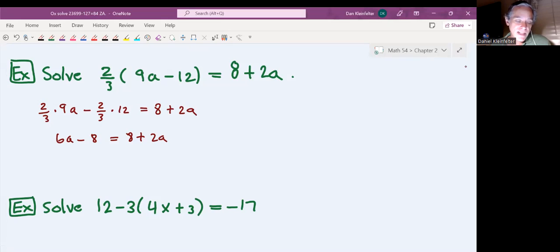So at this point, you have to ask yourself, well, which side would I like the variable to be on? And it doesn't really make a difference. It's totally up to you. As you know, the properties of equality, you can add, subtract, multiply, and divide as long as it's not 0, both sides by the same number. And so as long as you're playing by those rules, you will be okay. So most people like to collect the variable on the left, so that's what I'm going to do.